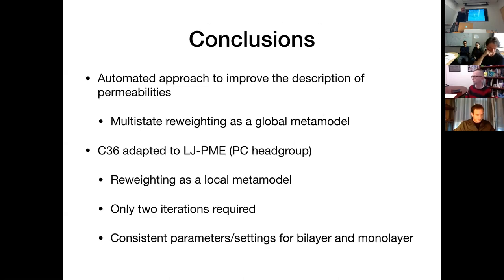And with this, I want to come to the conclusion. We've first seen this automated approach to improve the description of the permeabilities, where we can use multi-stage reweighting as a kind of global metamodel. And then we have used similar methods to adapt C36 to Lennard-Jones PME, where we use reweighting as a local metamodel, very much like ForceBalance, where in only two iterations we get to a force field that so far gives us everything that we want from a lipid force field. But more things to test, of course. And that finally has consistent parameter settings for bilayers and monolayers.